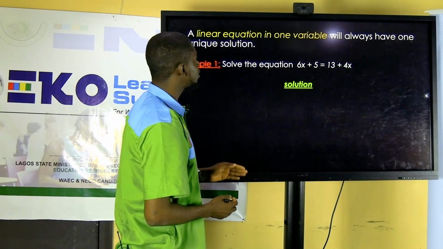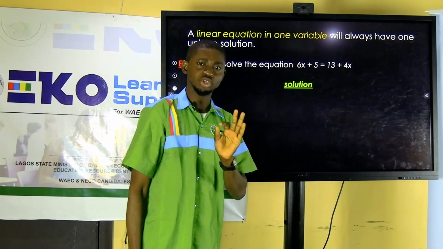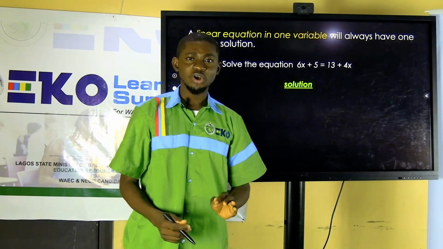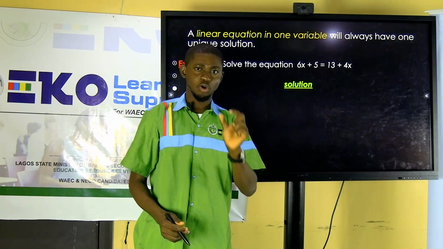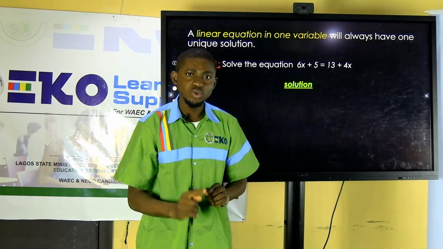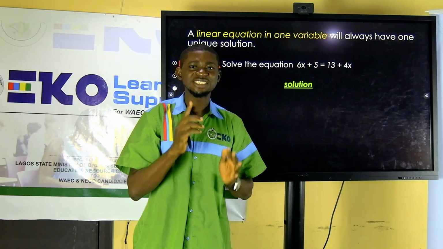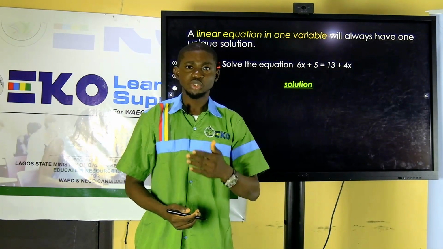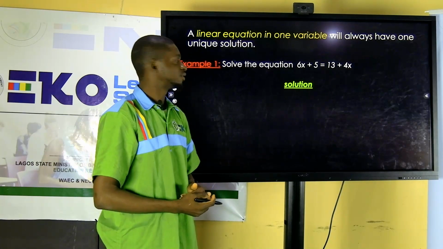A linear equation in one variable will always have one unique solution. What are we saying? Whenever we solve a linear equation of one variable, there will always be one solution that satisfies the value of that variable in that equation. So we'll be taking ourselves through that journey here.